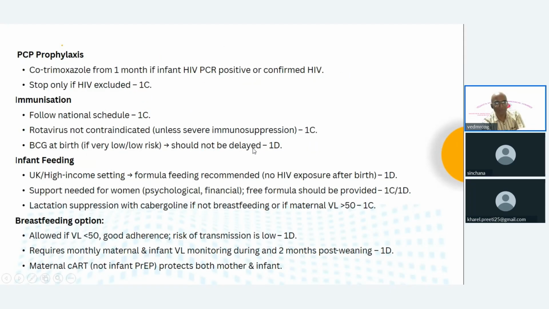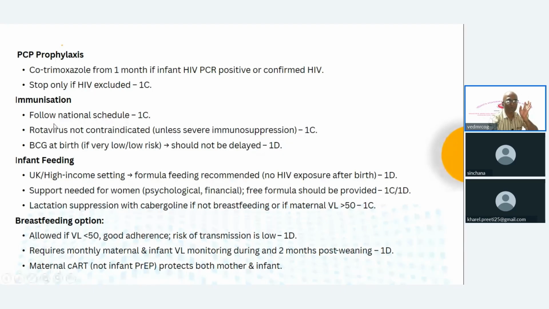Questions are asked here. That particular slide is going to be very important. Then what is the timing of starting Pneumocystis jirovecii pneumonia prophylaxis for the neonates? This is started at 1 month. If the infant HIV PCR is positive or HIV is confirmed, continue; stop only if HIV is excluded. So cotrimoxazole from 1 month will be started as PCP prophylaxis.